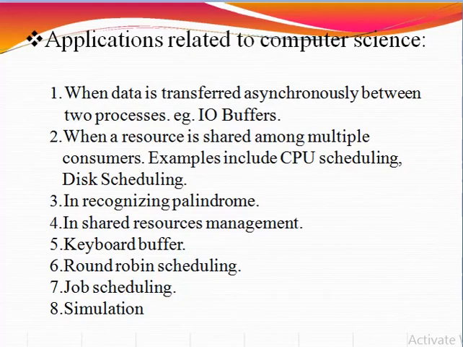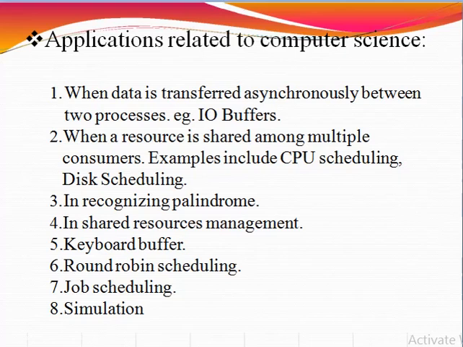And applications related to computer science are when data is transferred asynchronously between two processes, for example, input output buffers. When a resource is shared among multiple customers, examples include CPU scheduling, disk scheduling, etc. Another example we can give is with the help of a printer. If I am going to give n number of commands to the printer, it may execute according to the first come first serve basis.